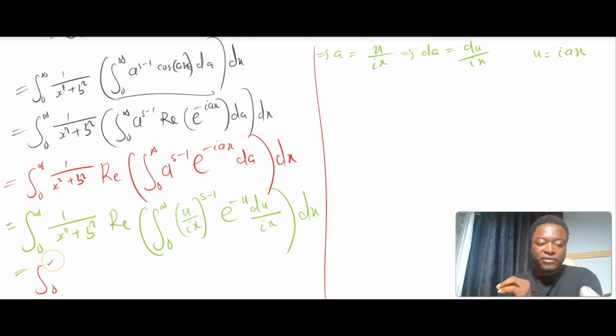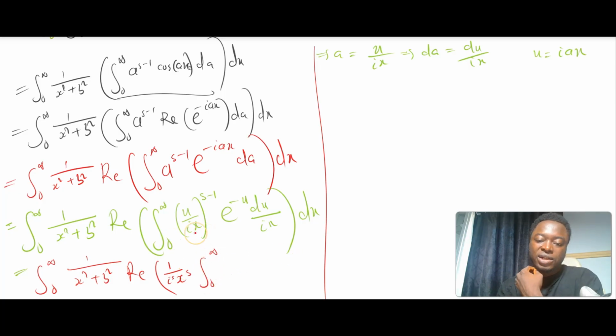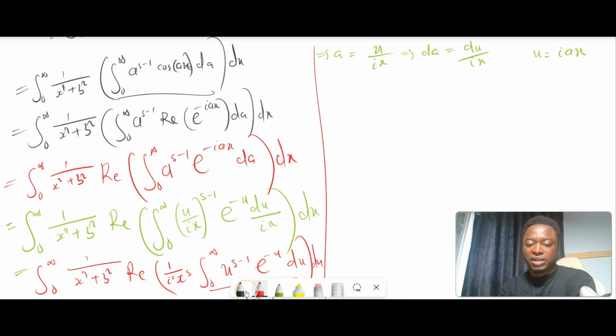So on the flip side you still end up with the integral from 0 to infinity of 1 over x squared plus b squared. Then you still have the real part of, and you factor out something here. Notice that ix is at the bottom, so you have 1 over i to the s and x to the s times the integral from 0 to infinity. The reason we put that x there is because this only concerns du. So you have u to the s minus 1 e to the negative u du and then dx. So now this is precisely going to be gamma of s, by definition of the gamma function.